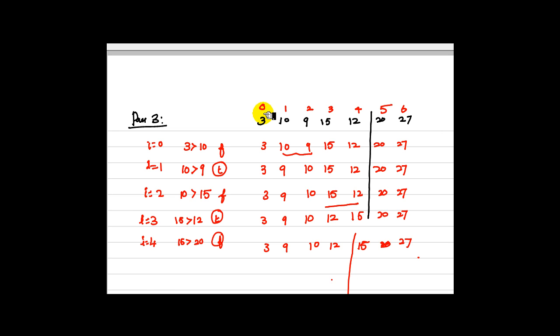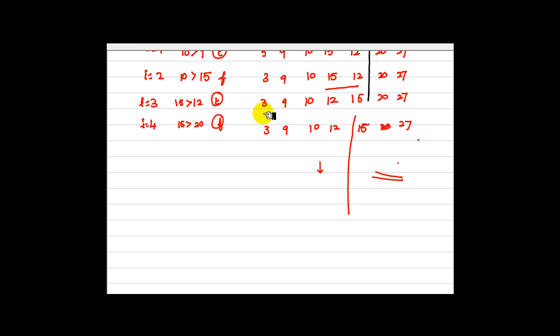Now when we see this array, the list is sorted. So in this problem, the elements get sorted in the third pass itself. But we have totally 1 to n minus 1 passes, that is 1 to 6 passes it takes. So passes 4 to 6 will take place without any interchanges, without any swapping or exchanges taking place. So at last we have the sorted list as 3, 9, 10, 12, 15, 20 and 27.